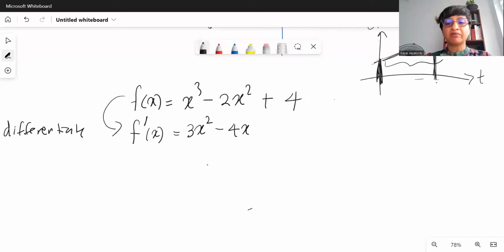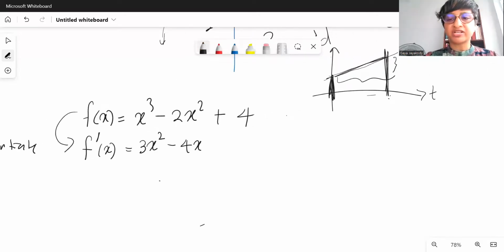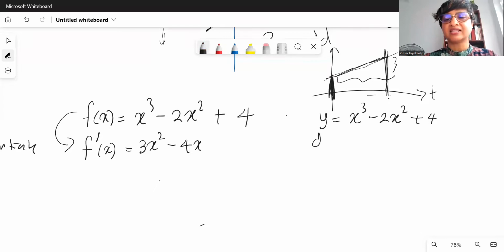If I write this function using y notation, y equals x cubed minus 2x squared plus 4, then when I differentiate, the notation is, remember m is delta y over delta x, dy over dx. We read it as dy by dx. dy by dx is the derivative of your y.